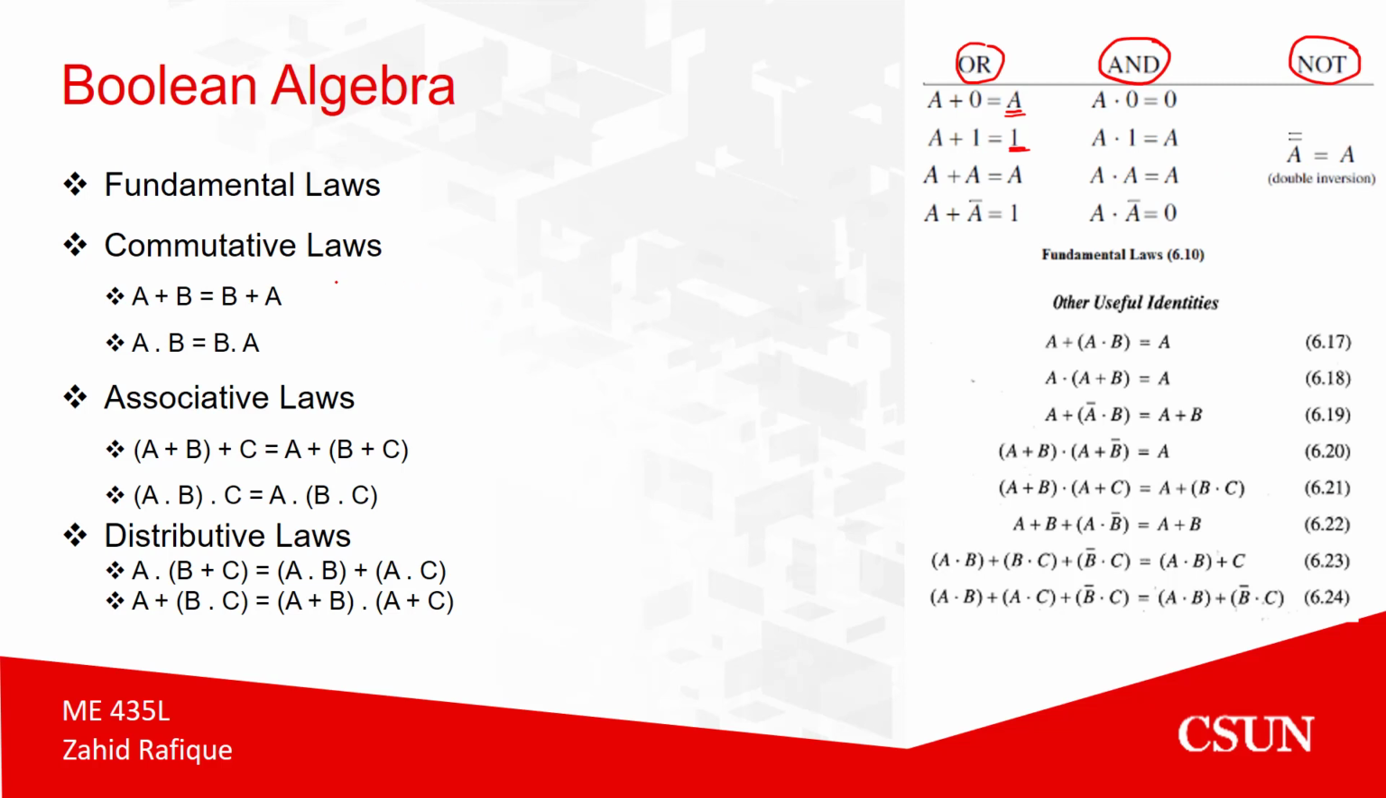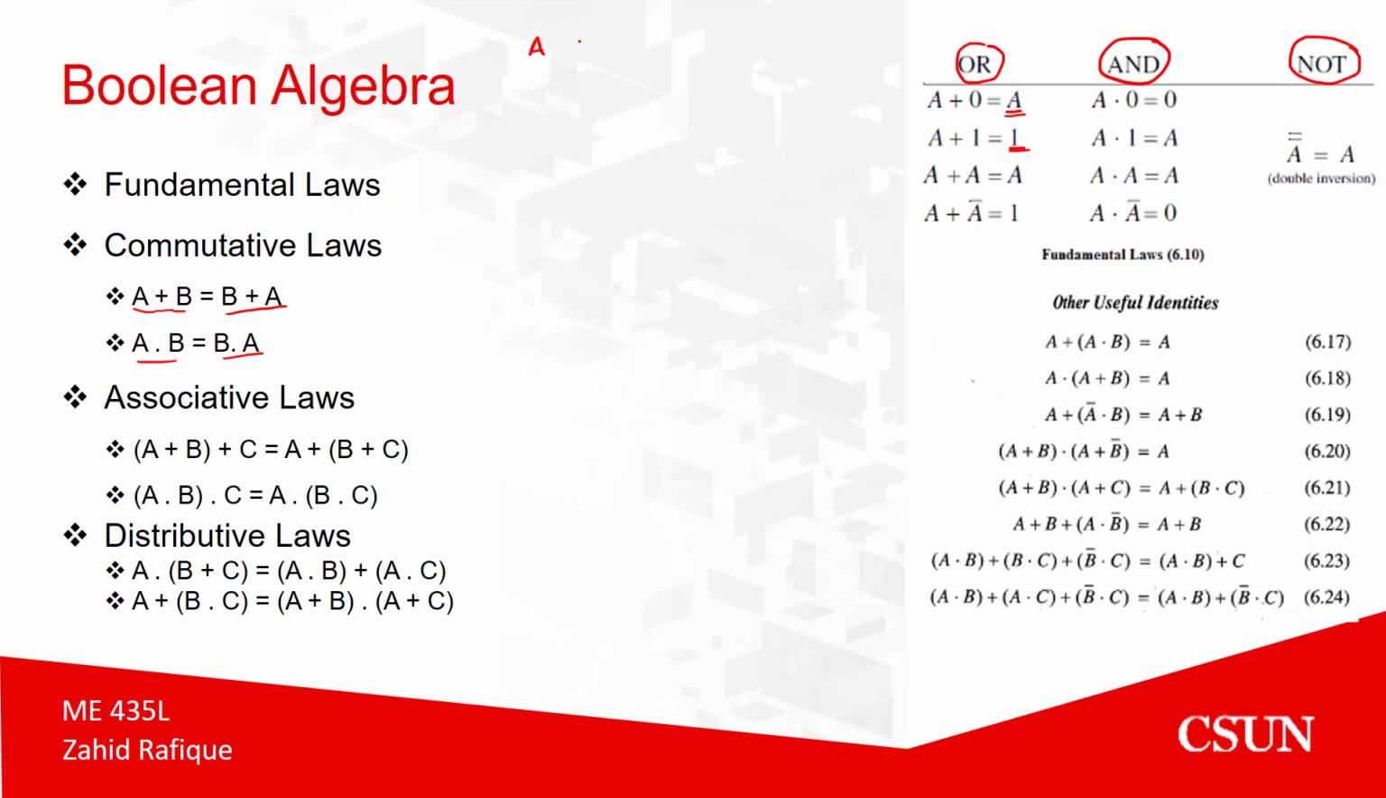Let's look at the commutative laws. So commutative law says that A or B is equal to B or A. And if it is AND operator, A and B is equal to B and A. We can prove this using a truth table. In fact, one of the basic ways to prove any Boolean algebra or any Boolean equality is by using the truth tables. So let's prove A and B is equal to B and A.